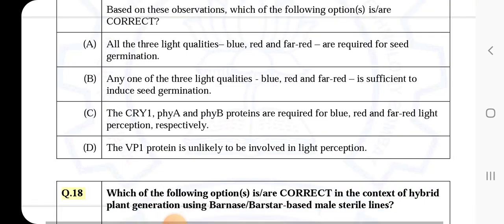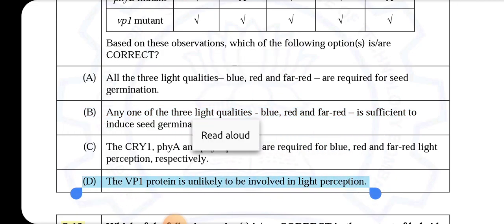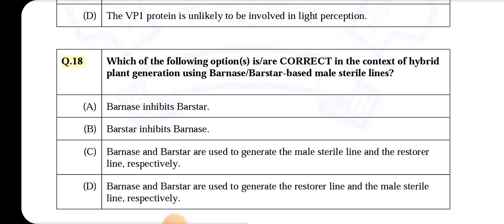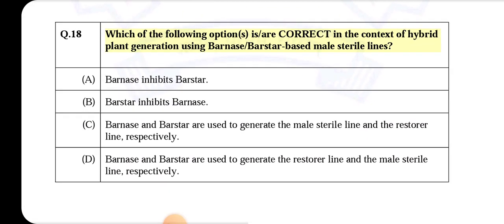Q.18. Which of the following options is correct in the context of hybrid plant generation using Barnase-Barstar-based male sterile lines? A. Barnase inhibits Barstar. B. Barstar inhibits Barnase. C. Barnase and Barstar are used to generate the male sterile line and the restorer line, respectively. D. Barnase and Barstar are used to generate the restorer line and the male sterile line, respectively.